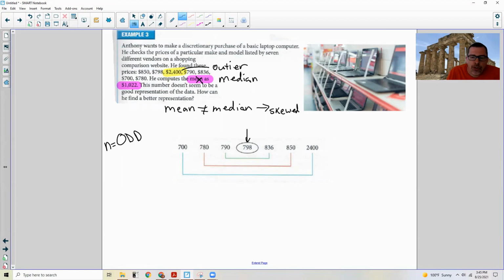So outliers do not affect the median. For example, if I said this was 52,400 instead of 2,400, the median is still going to be 798. I could change this value to $7. Bargain Bernie has a computer for $7. The median didn't change, no matter how much the values change, as long as the order doesn't change. If you don't make any of the numbers on the left greater than your median, then the median will not change.